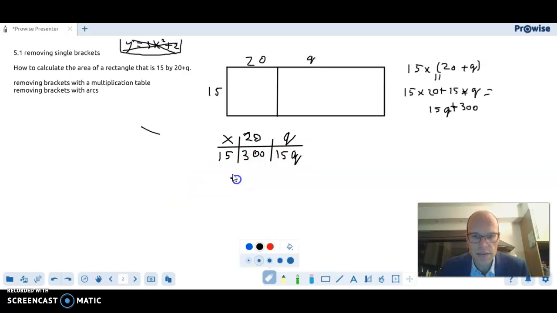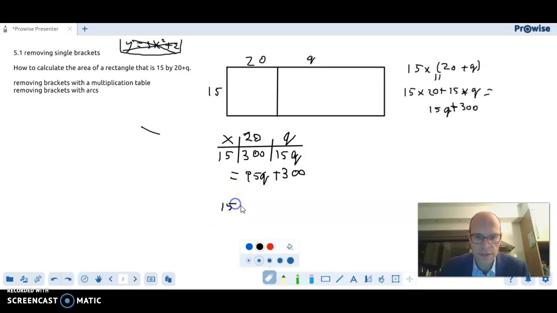And then it is 15q plus 300. That is the multiplication table. And the other one is with arcs.